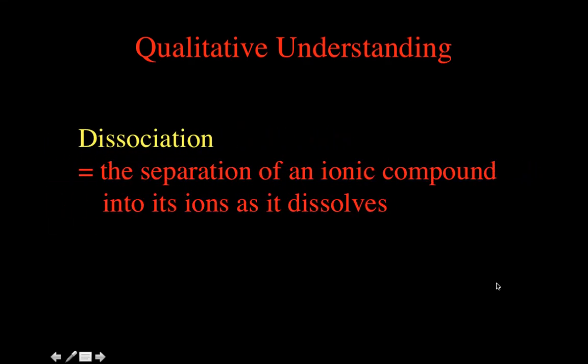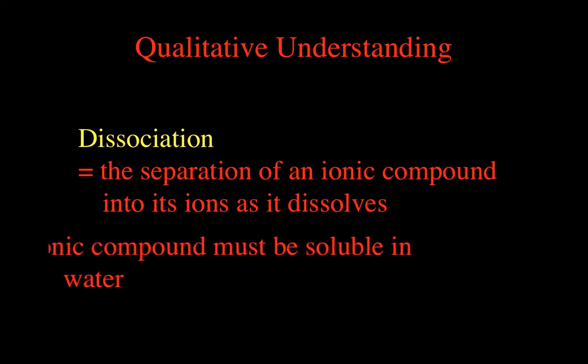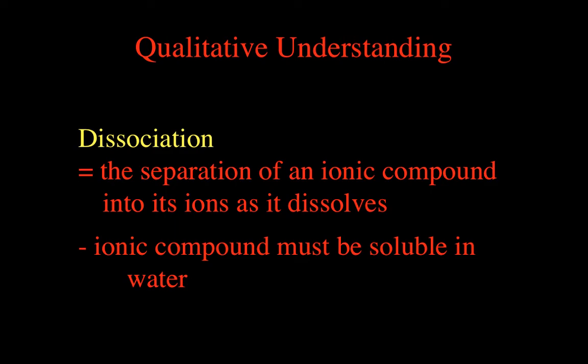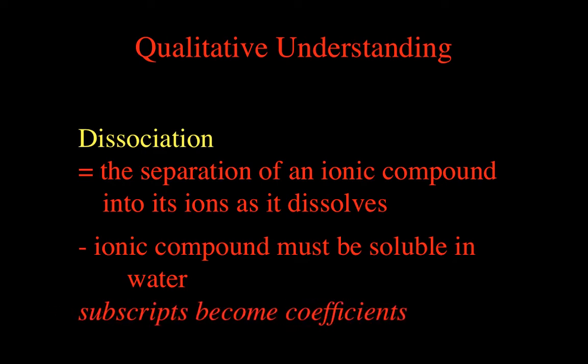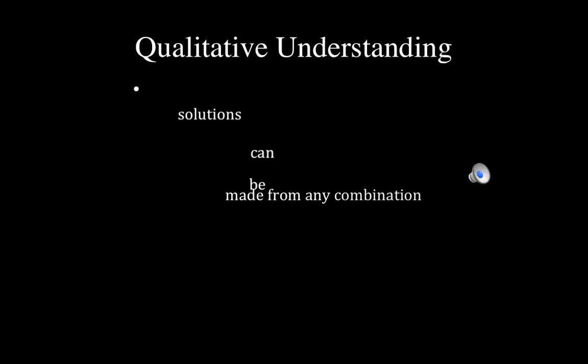So first of all, dissociation. If you dissociate from your friends, it means you move apart from your friends. So when a compound dissociates, we're talking about ionic, it splits into its ions as it dissolves. An ionic compound must be soluble in water for it to dissociate, and so we have to learn how to use a chart to figure out if things dissociate or not. And the subscripts become coefficients. Again, mumbo jumbo till we do examples.